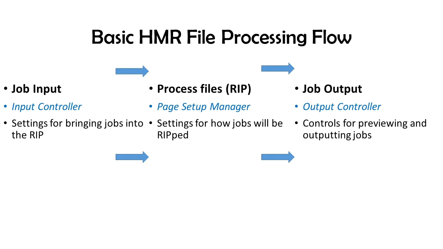To understand the basic operation of the rip, you can break it down into three separate sections: input, rip, and output. In Harlequin Multi-Rip, the section of the rip that controls job input is called Input Controller. This is where you access settings for how jobs are brought into the rip.